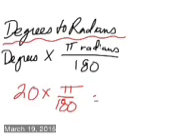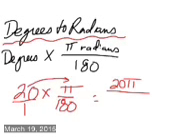Now if I go straight across, I'd put the 20 over 1. 20 times pi is 20 pi. Do not multiply that out unless it asks you to round to a certain decimal point. Just leave it as the pi symbol.